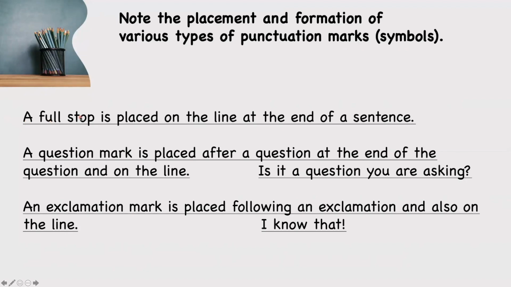A full stop is placed on the line at the end of a sentence. Here's the full stop. A question mark is placed after a question, at the end of the question and on the line. Is it a question you're asking? There's the question mark. An exclamation mark is placed following an exclamation, and also on the line. I know that! There's the exclamation mark.